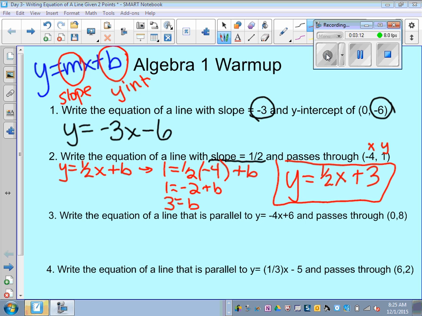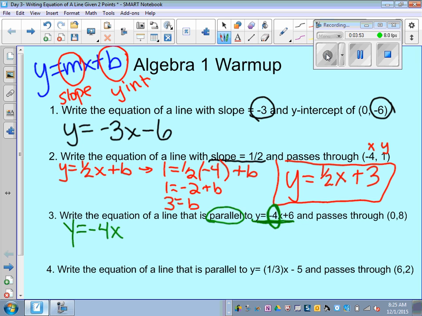Good. Alright, now number 3 and number 4 is what we did last class. It says write the equation of a line that is parallel to y equals -4x plus 6 and passes through the point 0, 8. If my line is parallel to this equation, what is the same between the two? Yes. The slope. So whenever it says that it is parallel, that means that my slope is the same. So I immediately know my slope is going to be -4. So y equals -4x.